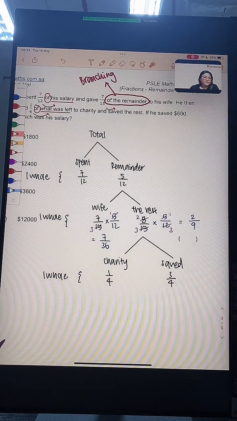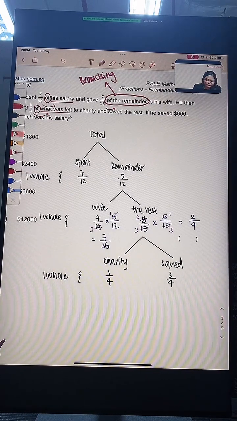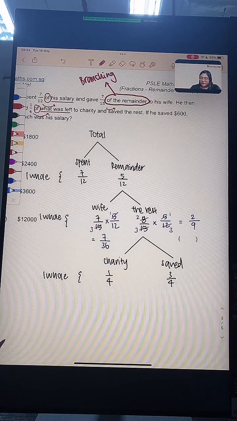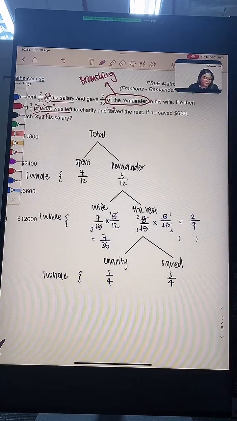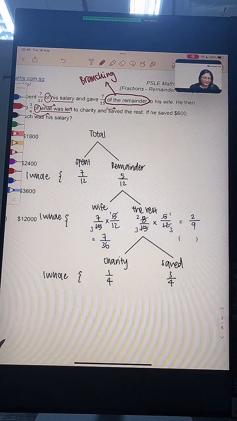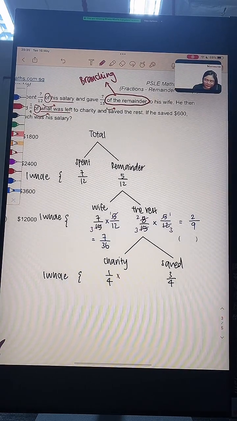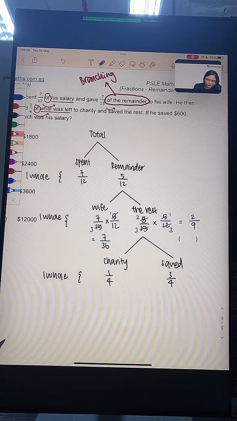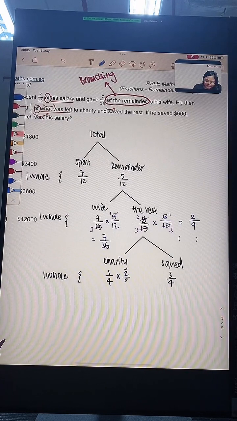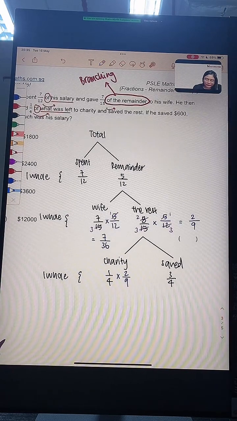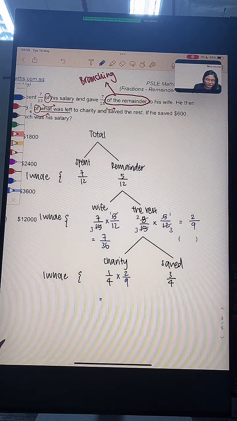So this is a very long question. I hope you are staying with me. This is a very long question and it appears a lot in school exams, so please stay with me. So 1/4 we multiply by 2 out of 9 because again we want to relate it to the total. So we multiply by what we see above.